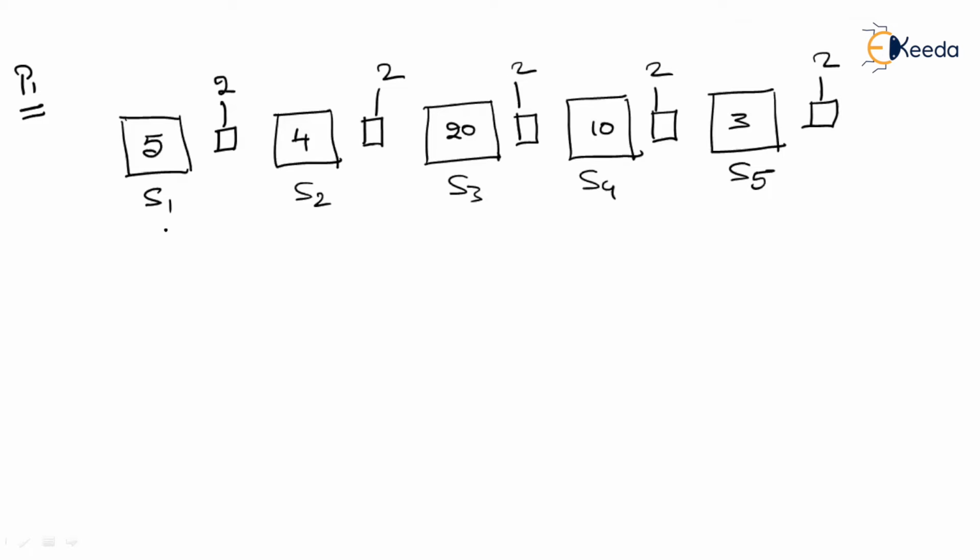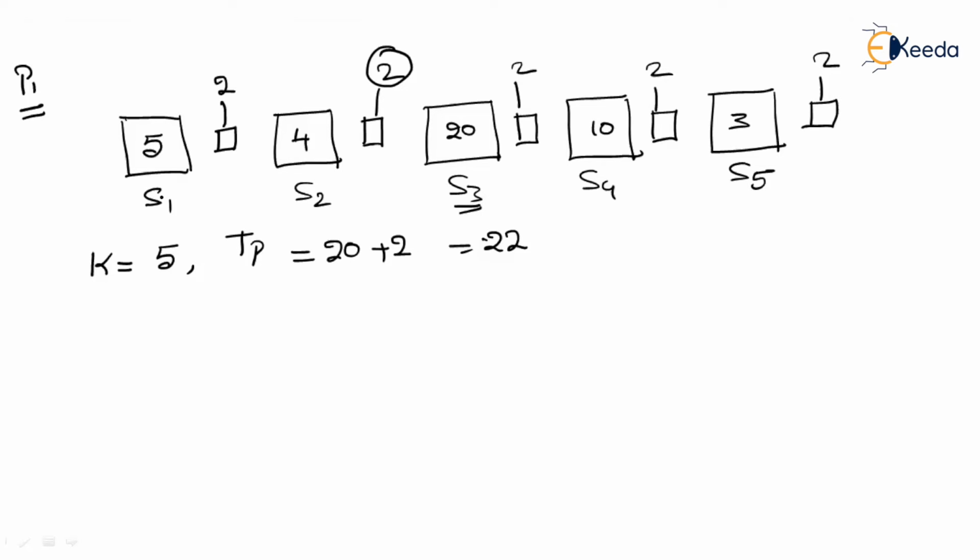In this pipeline 1, the number of stages K is equal to 5, and TP is equal to max stage delay plus max register delay. Max stage delay is 20, max register delay is 2, so TP is equal to 22.